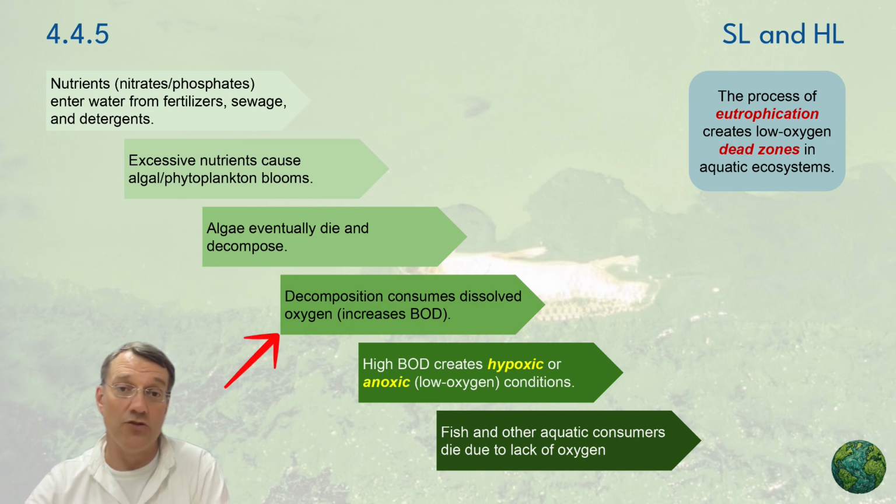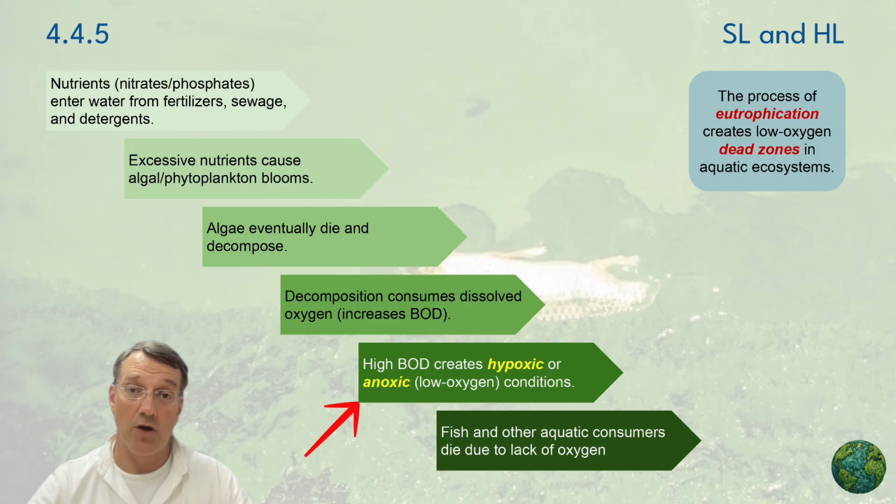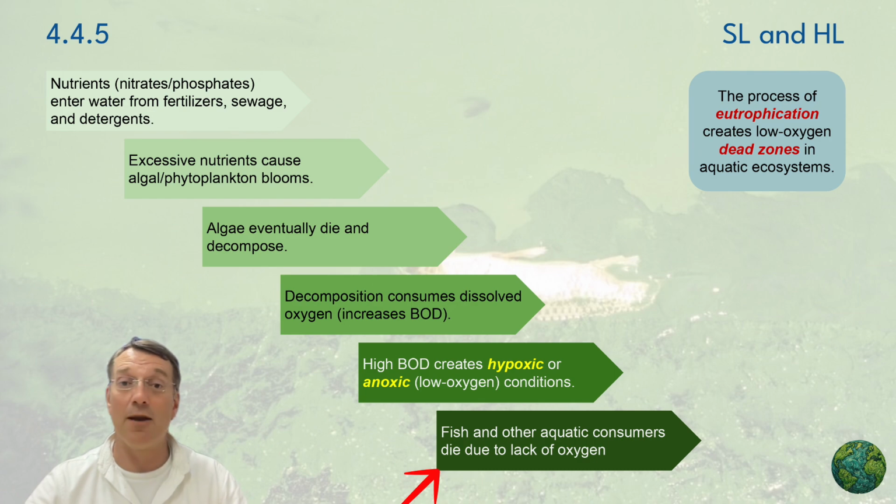This decomposition consumes the dissolved oxygen, dramatically increasing the biochemical oxygen demand and lowering the amount of DO in the water. As the bacteria work overtime, breaking down all that organic matter, the dissolved oxygen levels crash. That creates hypoxic conditions, that's low oxygen conditions, or even anoxic conditions where there's no oxygen. In these low oxygen environments, fish and other aquatic consumers die because they literally cannot breathe. The process of eutrophication thus creates dead zones, areas where oxygen levels are so low that most aquatic life can't survive.